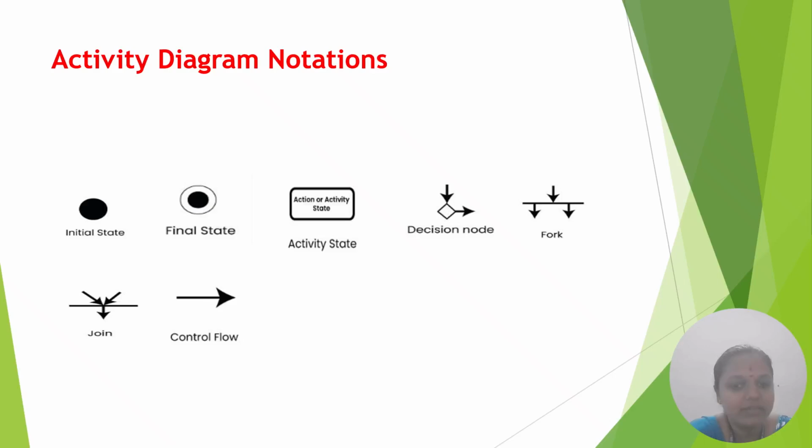The second one is final state. The final node is also called end state. It is used in an activity diagram to represent the ending point of a process. It shows where all the activities come to a stop and the process reaches its completion. The final node indicates that the flow of control has finished and no further actions will occur after this point.